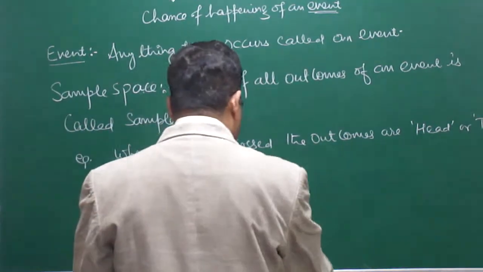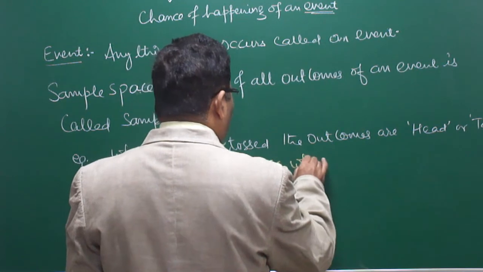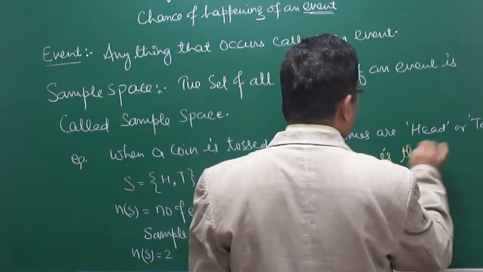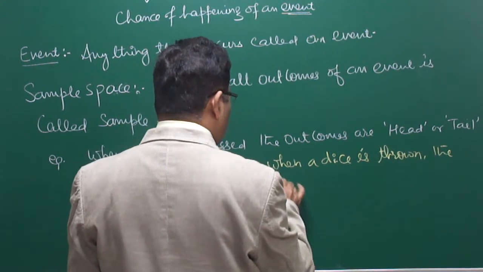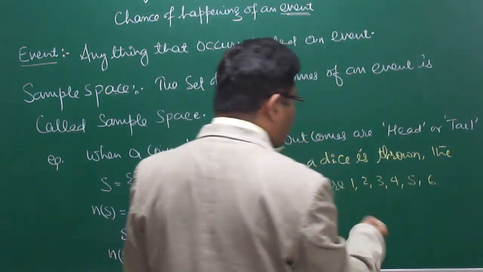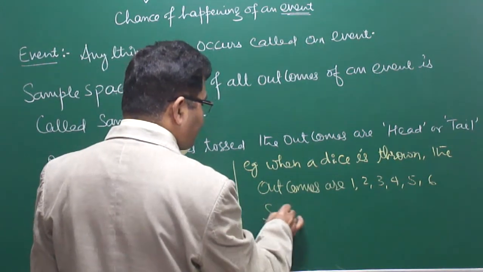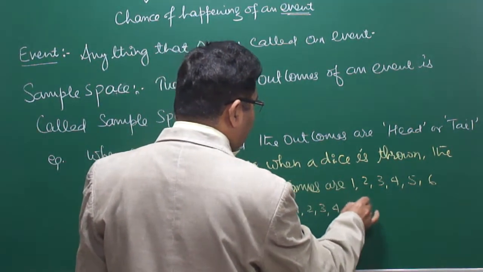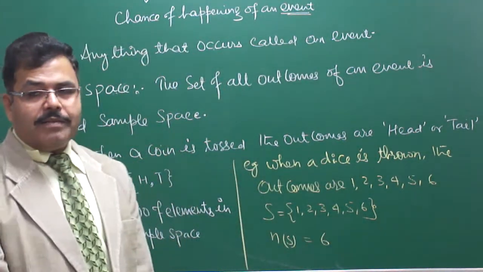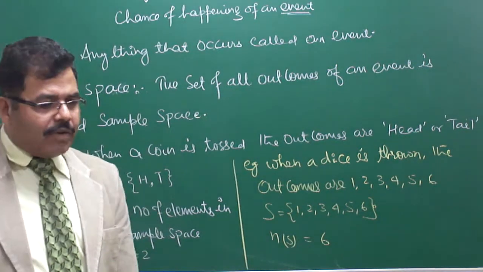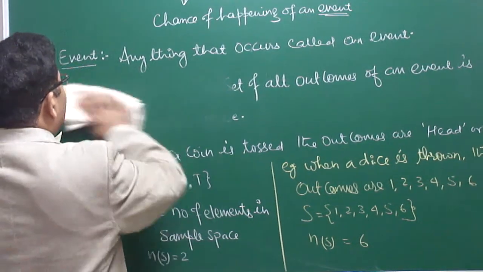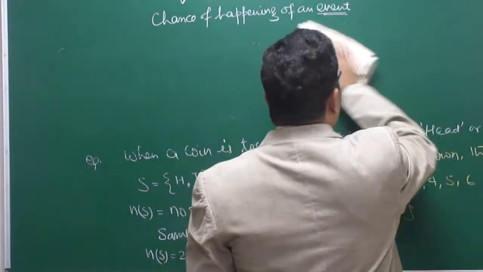Similarly, if I take another example, when a dice is thrown, the outcomes are one, two, three, four, five, six. Any one out of 6 may come out, and therefore the sample space includes 1, 2, 3, 4, 5, 6. And the number of elements in that sample space is 6, because there are 6 possible outcomes. So n(S) is 6.